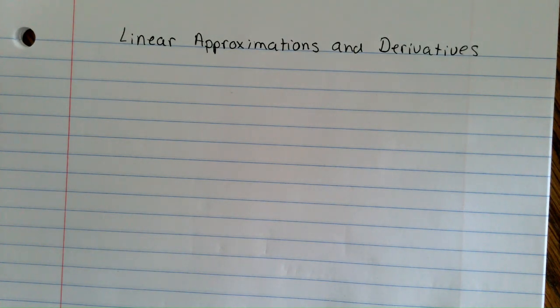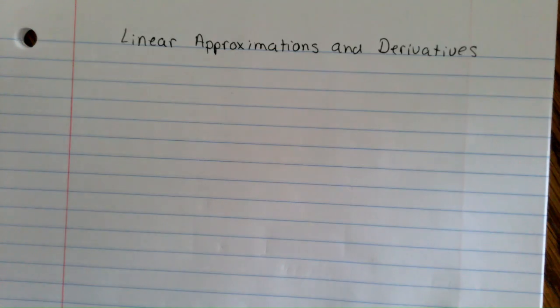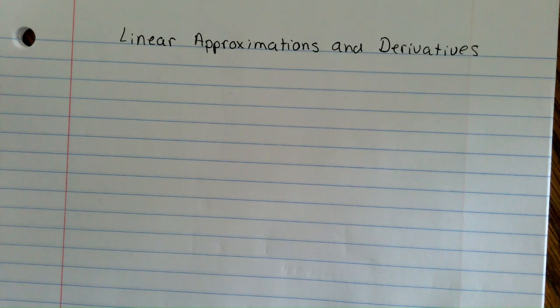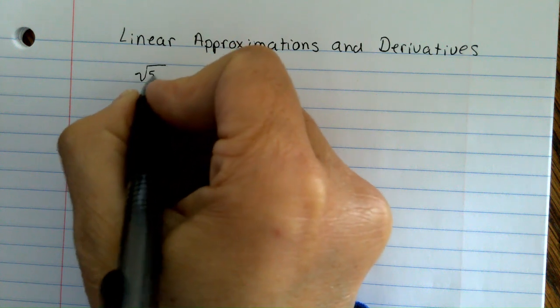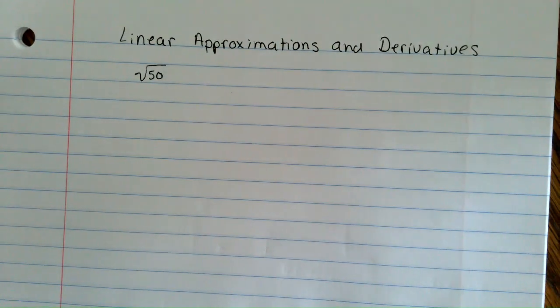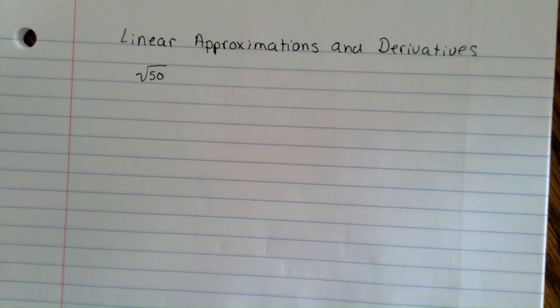Welcome to linear approximations and derivatives. I want to bring the focus in on the word linear approximations. We are going to use a line, specifically the tangent line, to approximate some answers. So for example, without a calculator, how might we find out the square root of 50? Especially if, say, this was in pre-calculator times.